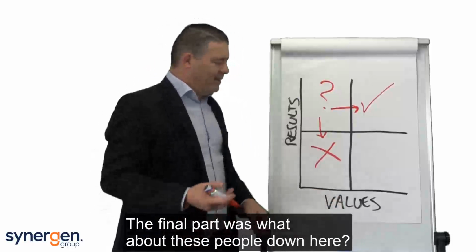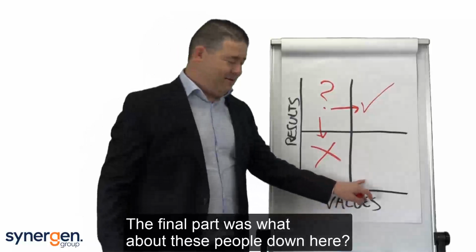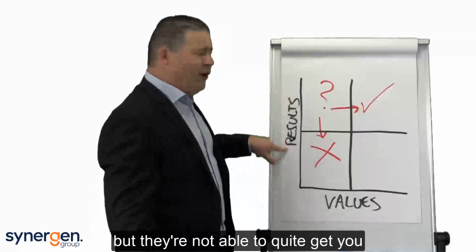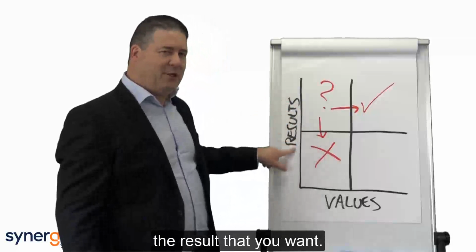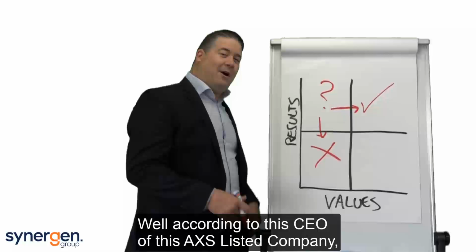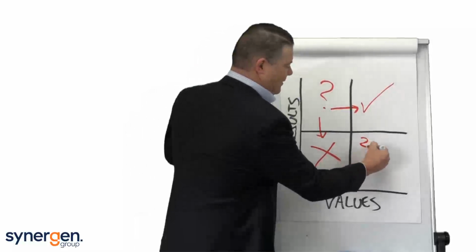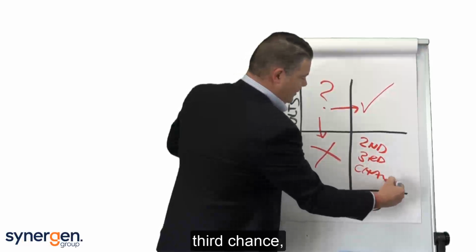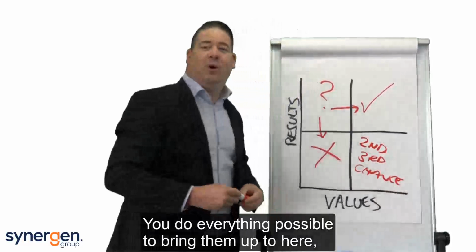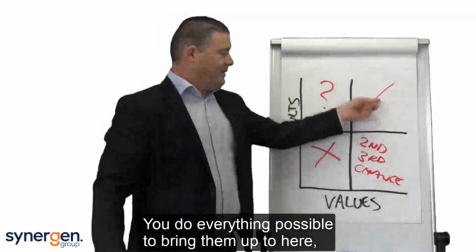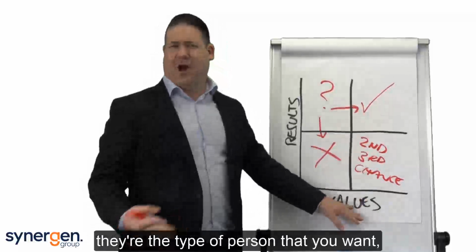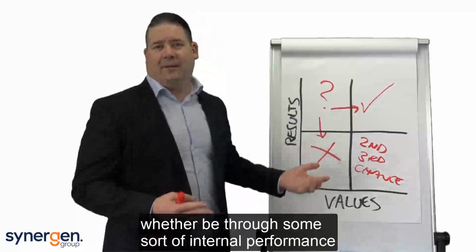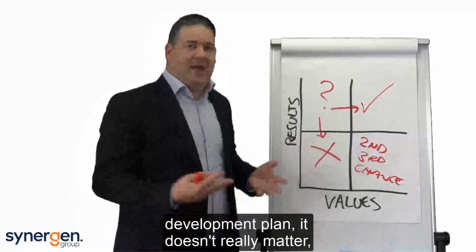The final part was, what about these people down here? That they're living and breathing the values, they're trying very hard and all the rest of it, but they're not able to quite get you the result that you want. Well, according to this CEO of this ASX listed company, second, third chance. You do everything possible to bring them up to here because they're living their values. They're the type of person that you want. Now, whether that be through coaching, whether it be through training, whether it be through some sort of internal performance development plan, doesn't really matter.